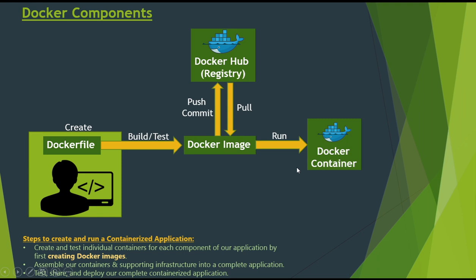So what does it mean? Just for example, you have an application which has different components. Say you have three components, so you might require three containers. For each container you would need Docker images, and those Docker images will be created or built by a Dockerfile. So the very first step to run containerized applications is that we need Docker images, which will be created or built by a Dockerfile.